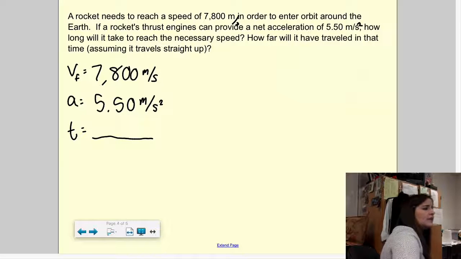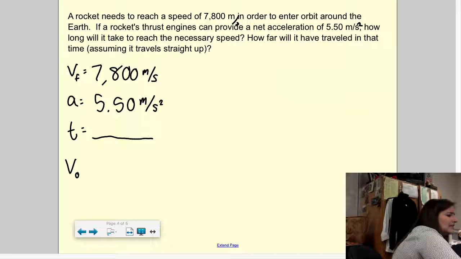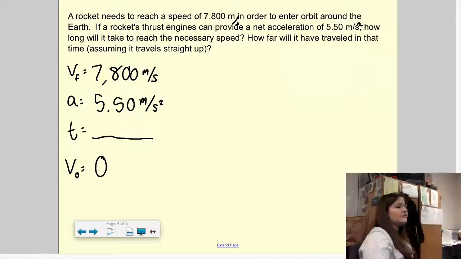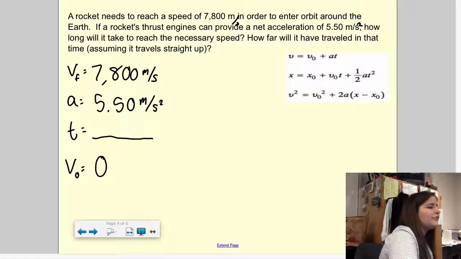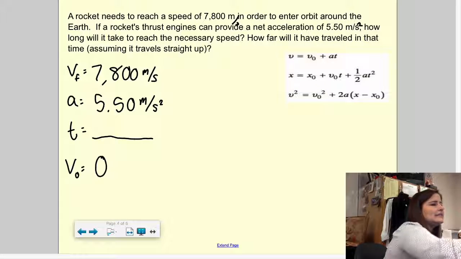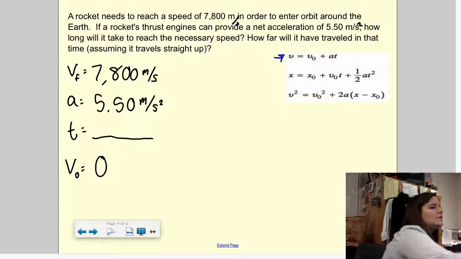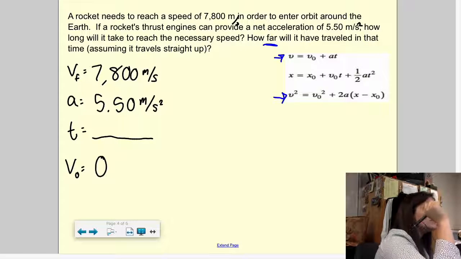In order to find that, we also need to know, what do you think the rocket's initial velocity is? That's something else that we know. It's going to start at a speed of 0. Okay, so we're looking for time. If we look at our equations, it will be quite easy for us to use the first equation. Say we wanted to go straight to how far it was going, then we could use the third equation.